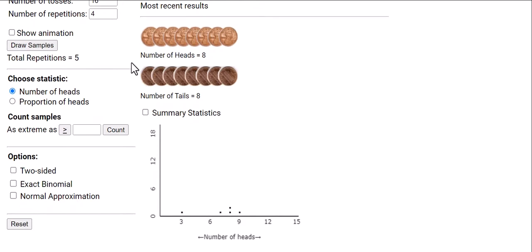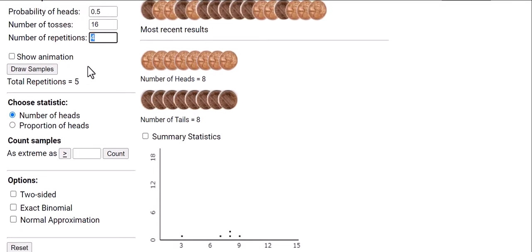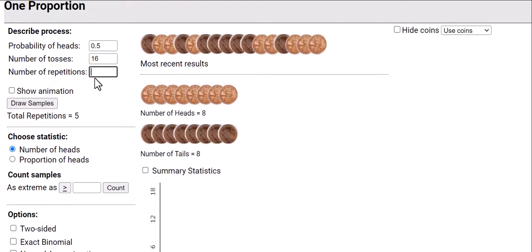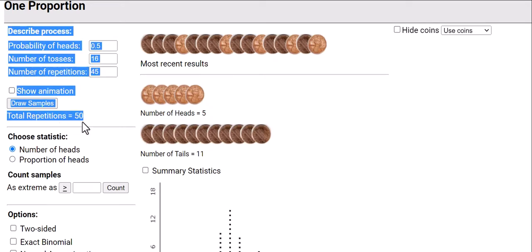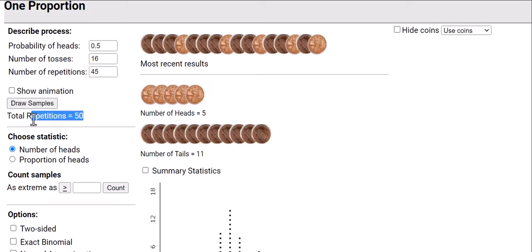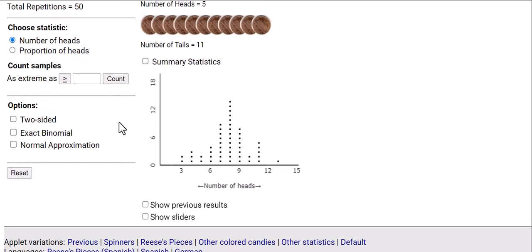And so on. So now I want it to be a total of 50. So notice here, the total repetitions that I have so far is 5. So how do I make it 50? Change that to 45. So 45 plus 5 will be 50. Draw samples and notice that now I have 50 total repetitions. And so over here, I should have 50 dots. And notice that it's still pretty centered at 8. There's a lot of eights there.